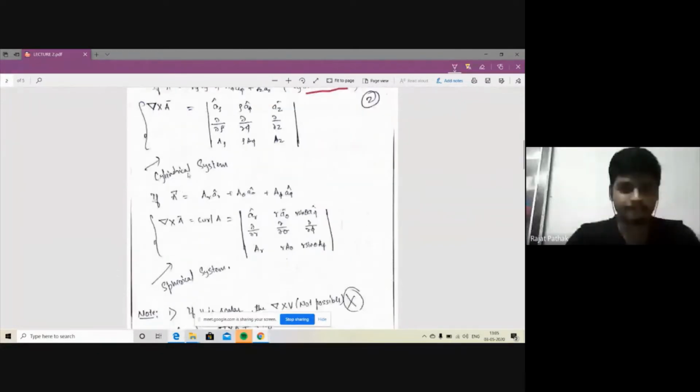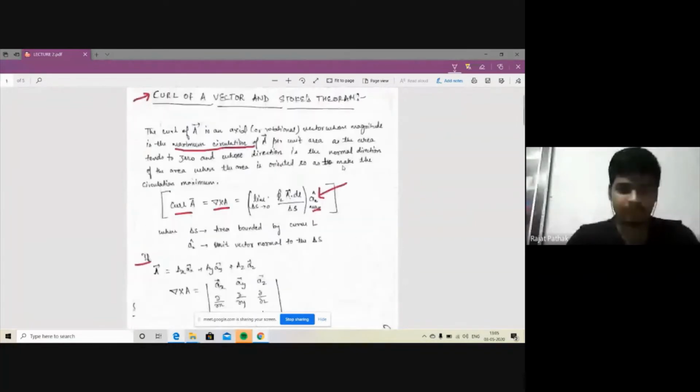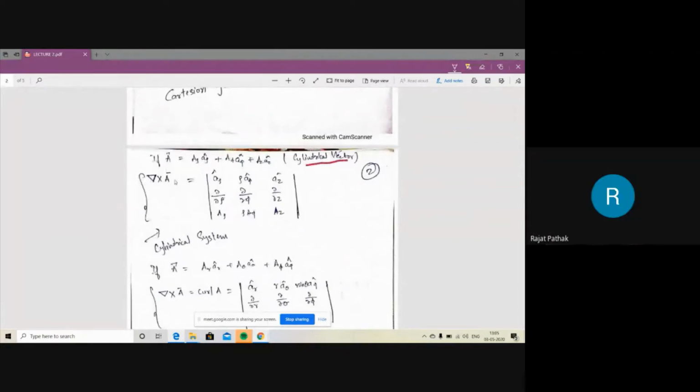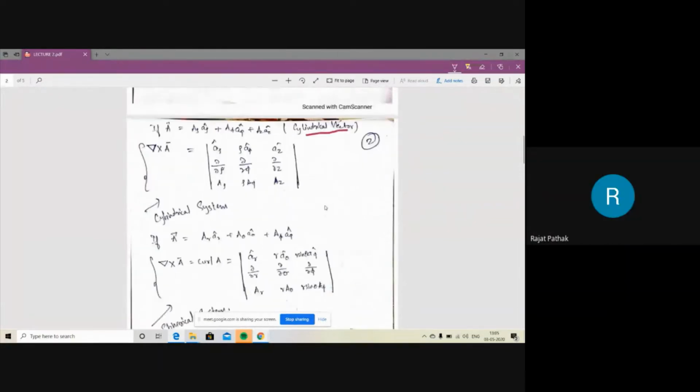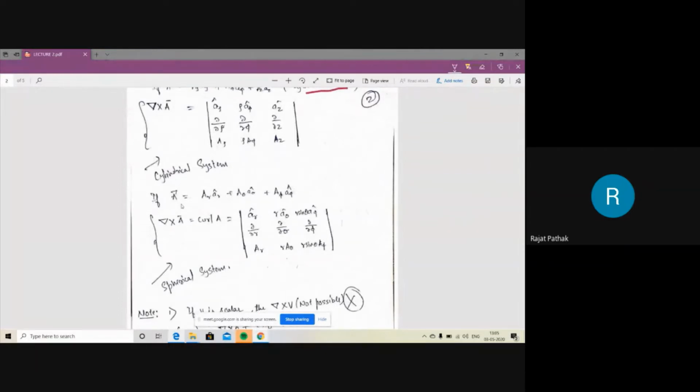So now we have discussed the meaning of a curl, and in cylindrical coordinates what the formula will be. Now we'll go to the spherical coordinate system. So if A is a vector, Ar unit vector plus A theta unit vector plus A phi unit vector, given in the spherical system.